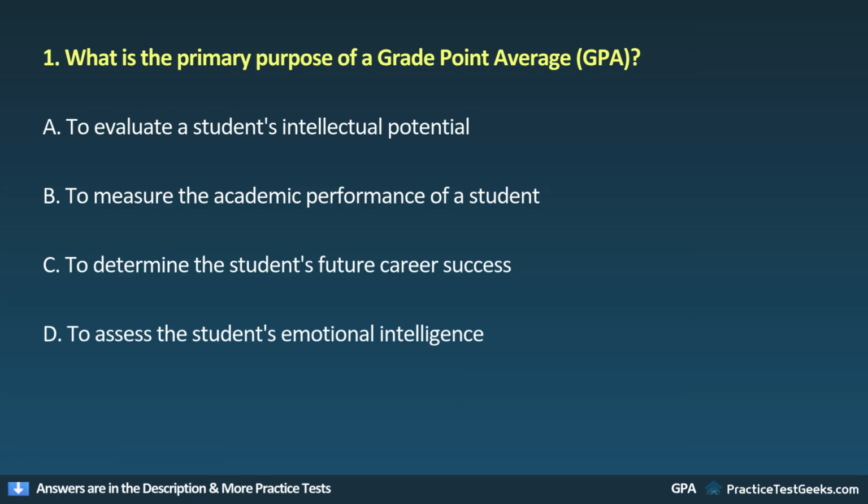1. What is the primary purpose of a grade point average, GPA? A. To evaluate a student's intellectual potential. B. To measure the academic performance of a student. C. To determine the student's future career success. D. To assess the student's emotional intelligence.